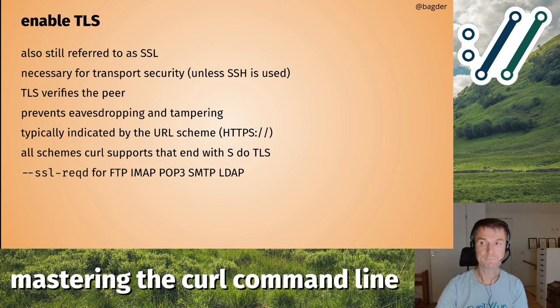And if you want to do TLS with some other protocols, and which protocols they are, you can only learn by reading the documentation. But FTP, IMAP, POP3, SMTP, LDAP, they all have a different way to upgrade into TLS. They can start out without TLS and then negotiate your way up to TLS based. So you can go with an ftp:// URL, use the use SSL required option, and then it'll switch over to the TLS version, which is also a fine way to do it.